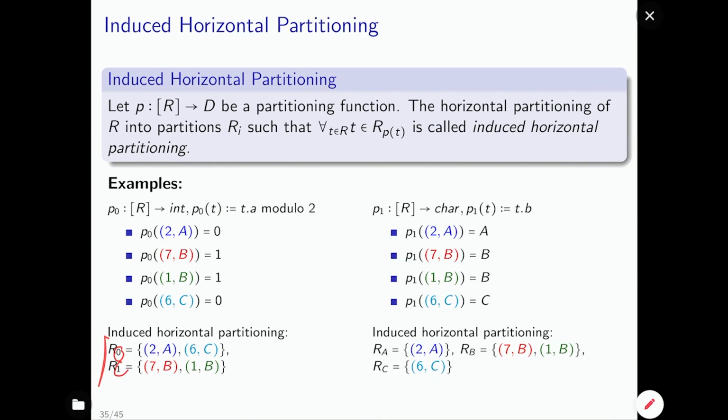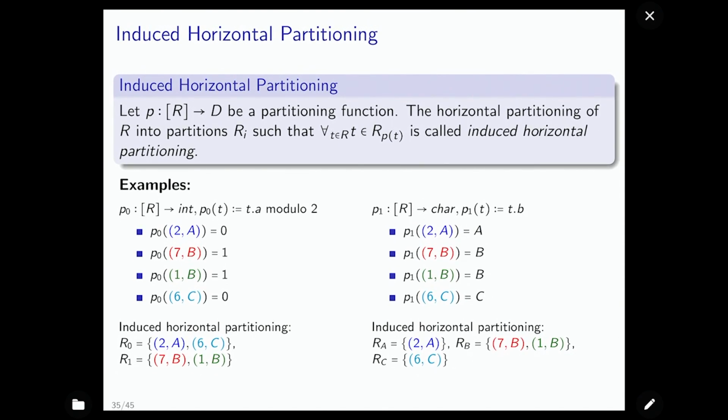I do a similar thing here on the right side, where I say that's my partitioning function. Of course, in this example, I only have 3 different values being returned. Could be many more, depending. So what's the domain here? It's character, so it can be a number of characters in the alphabet. Here it's only 3, so that is the result. That is the induced horizontal partitioning. So I define a partitioning function, and that implies that I get some subset of that data.